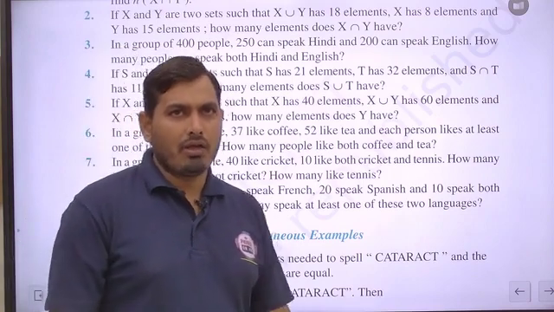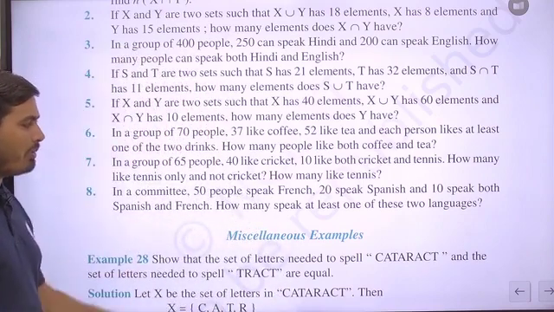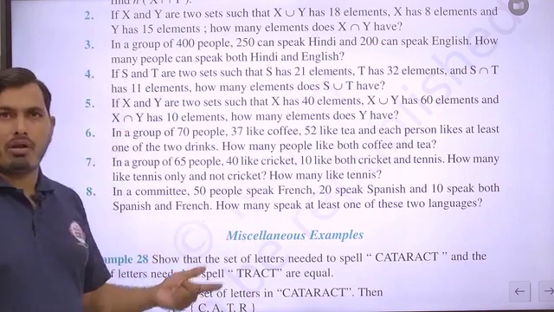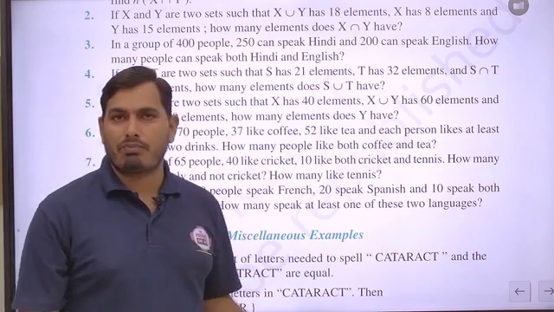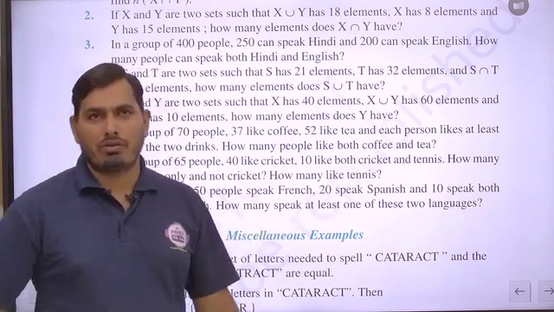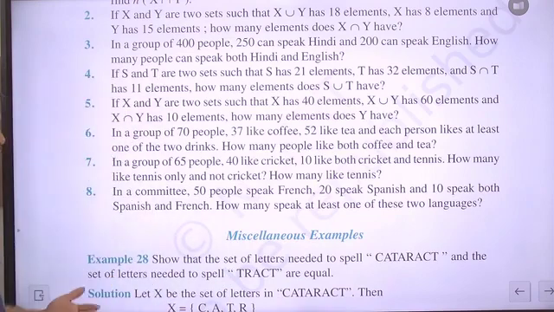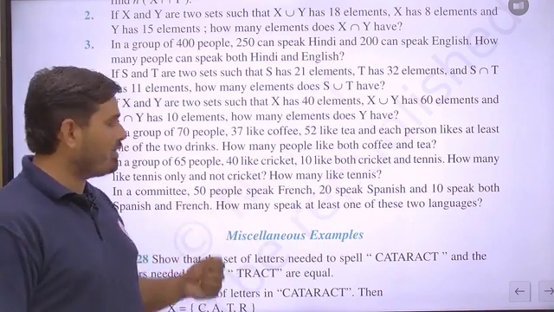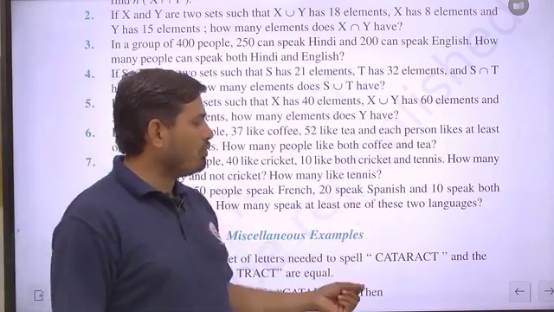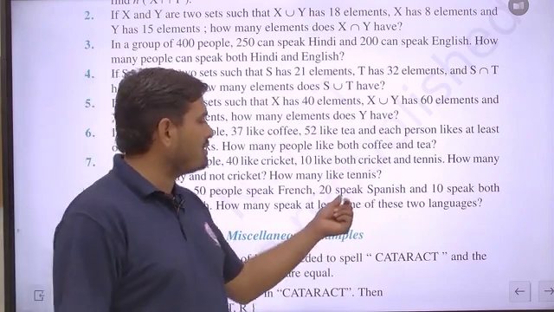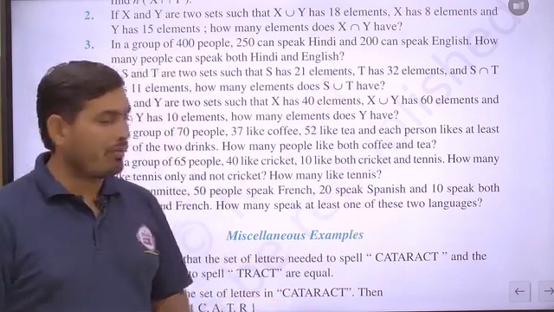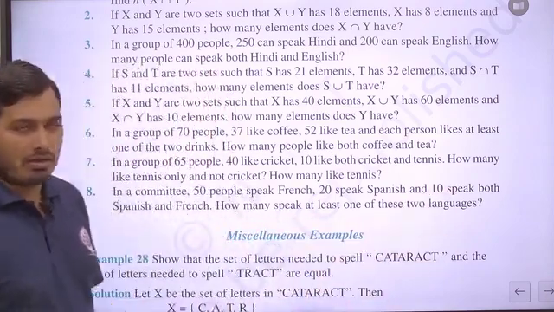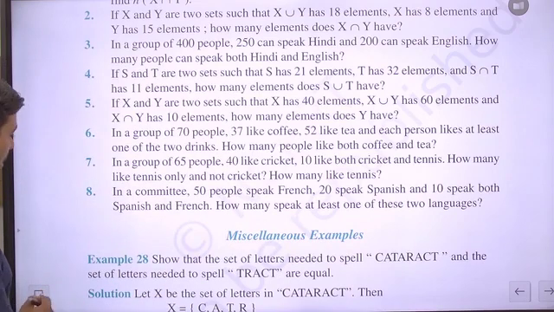Is it clear? So in this particular question, there are two languages. One is French, another one is Spanish. So 50 people speak French, 20 speak Spanish and 10 speak both. Suppose French is taken as set F, so n of F is 50, and for Spanish, suppose we take another set S, n of S is 20, and both means S intersection F is 10. Then we have to calculate S union F.